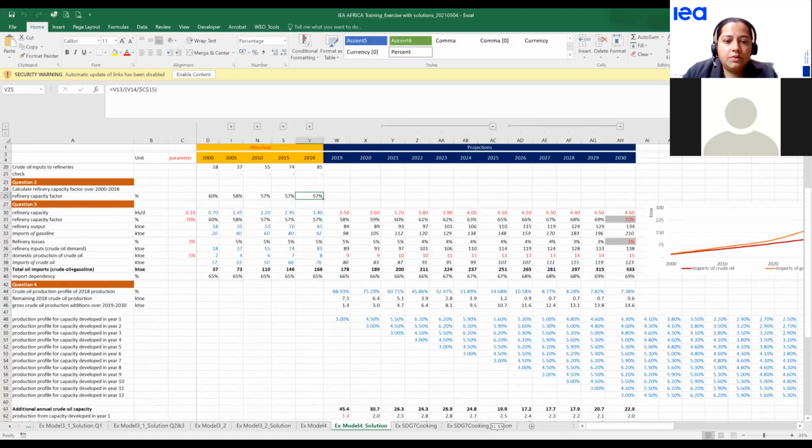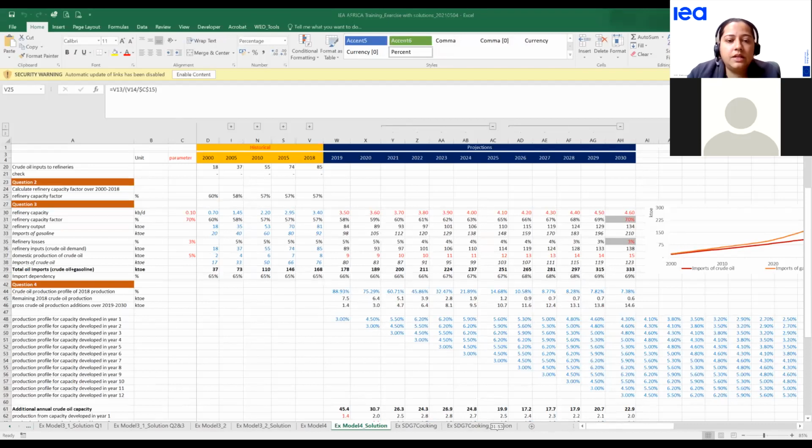Then question 3 was to calculate the total imports. Here we have to calculate the total imports and deduce import dependency, both for historical years and for 2019 to 2030. So here we have to do several steps. First, we will calculate the refinery.